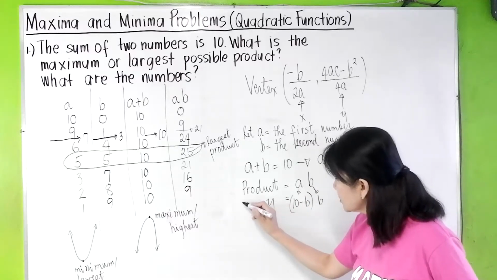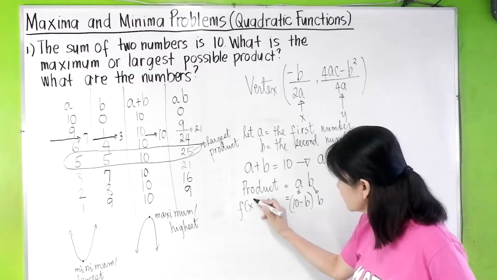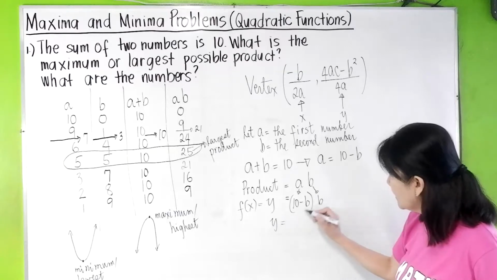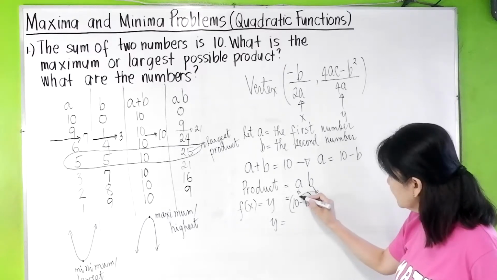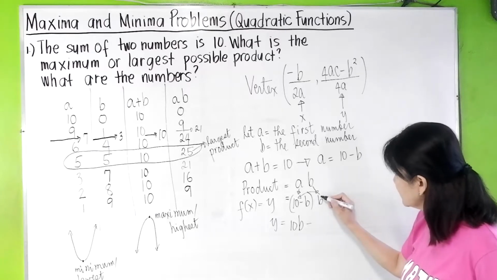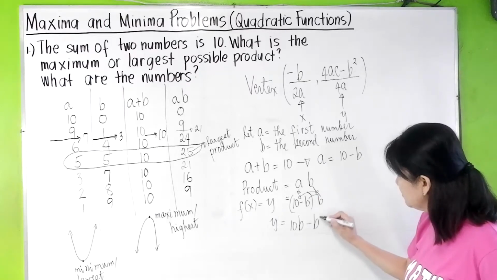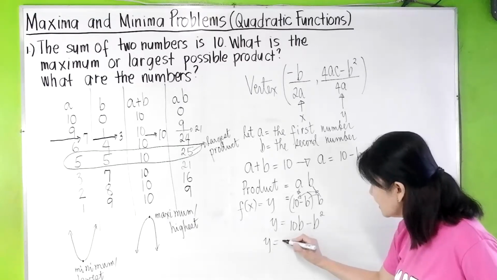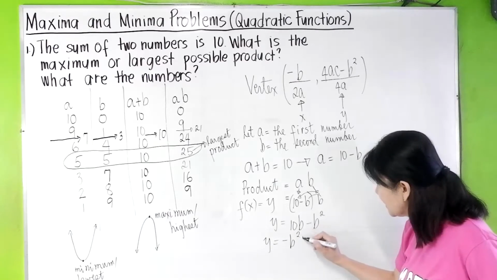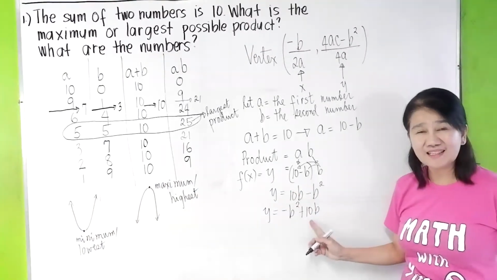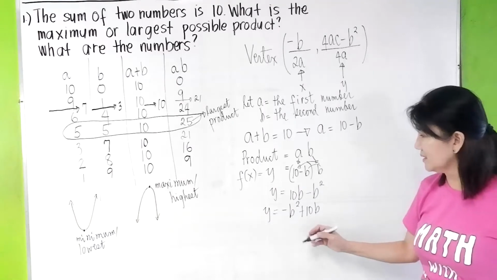Others might use f of x here. That's okay. So we simplify. So y is 10 times b, which is 10b, minus b times b, which is b squared. Can we rewrite this as negative b squared plus 10b? Yes, the answer is yes, by commutative property.